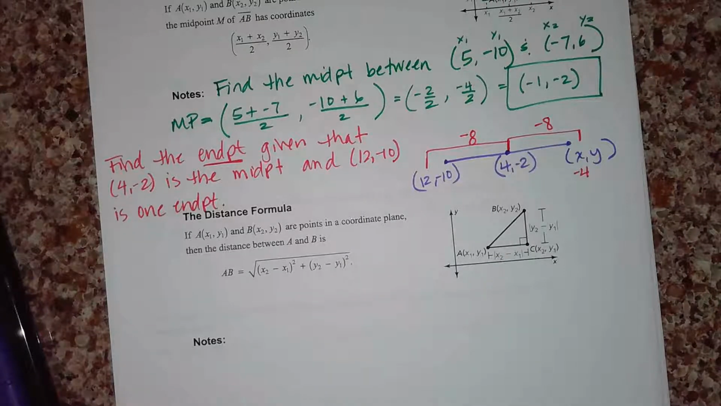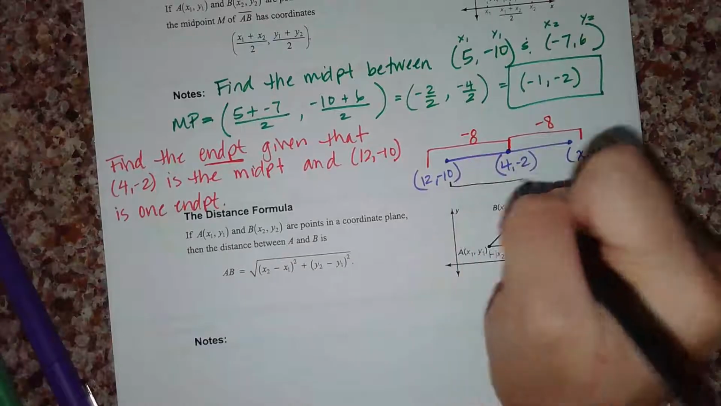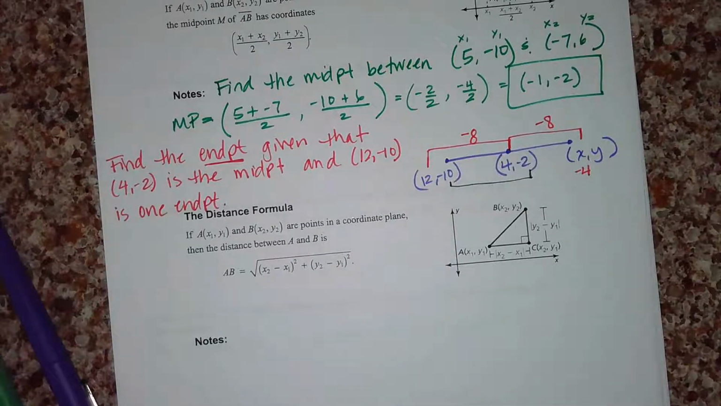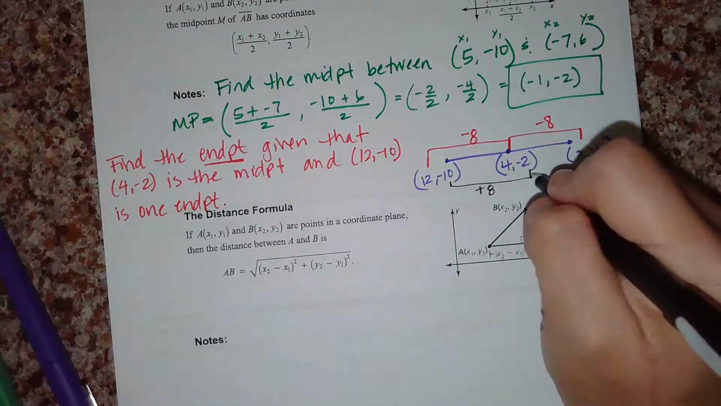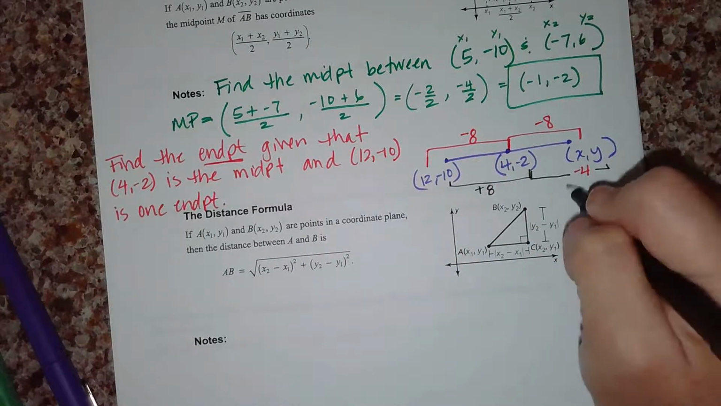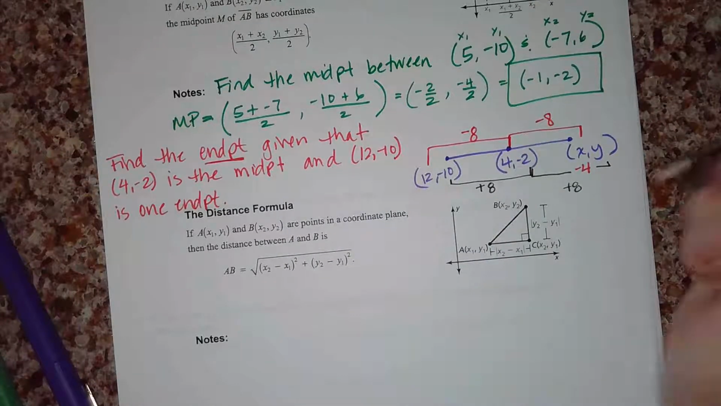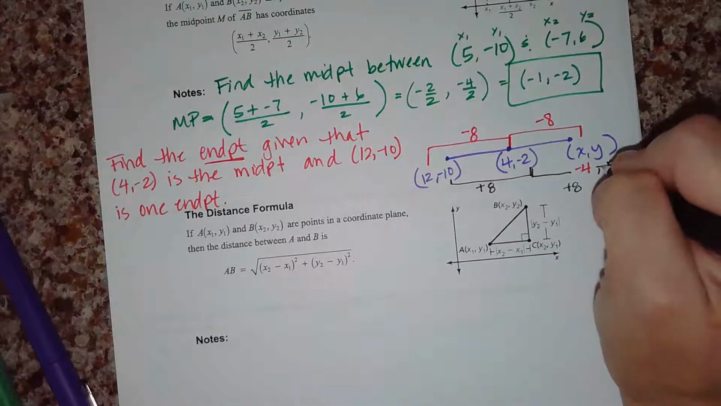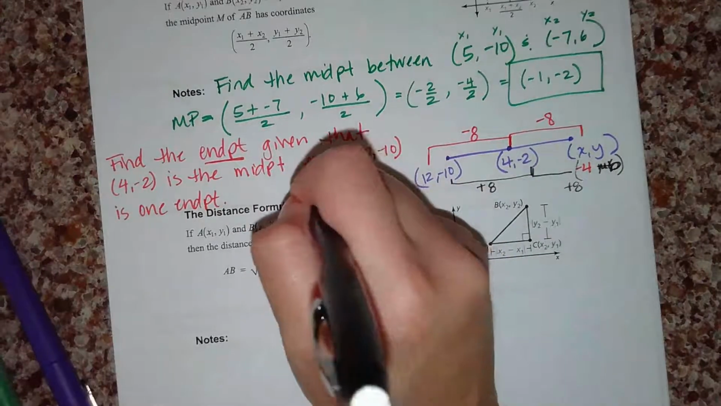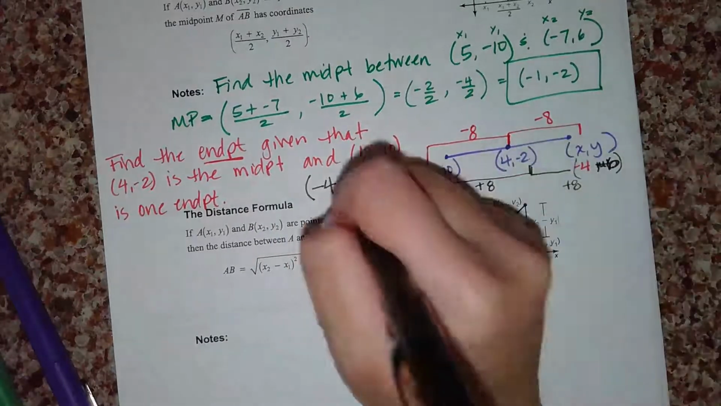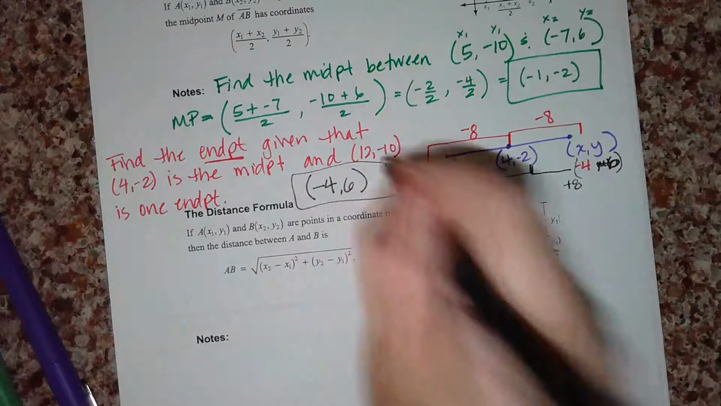And then you do the exact same thing, but for the y's. If I go from -10 to -2, that's actually an increase, so a +8. So if I go to this one and add 8, what's -2 plus 8? Well, -2 plus 8 is 6. So that means my coordinate point has an x value of -4 and a y value of 6. This is the endpoint I'm solving for.